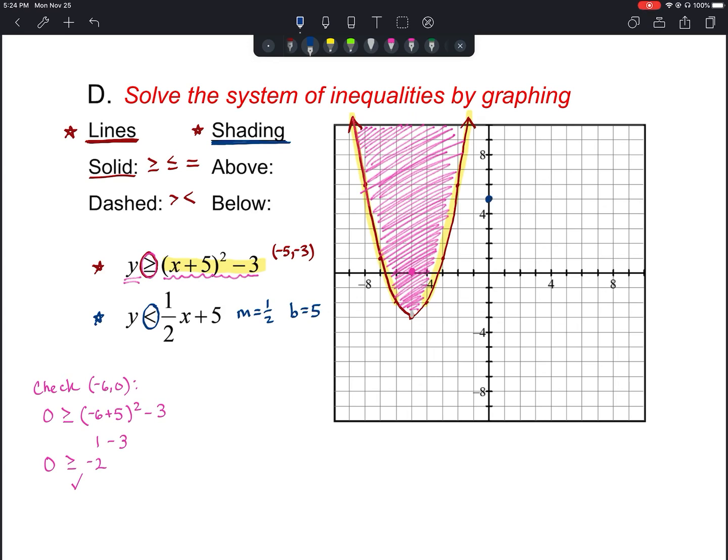So we'll put our point at 5. And then we rise 1 and run 2, rise 1 and run 2, and so on, or go down 1 and back 2. Now that one is going to be a dashed line, so we'll go ahead there and dash that one.